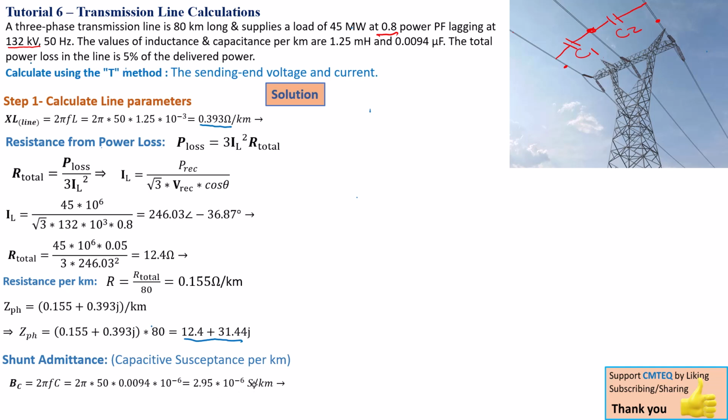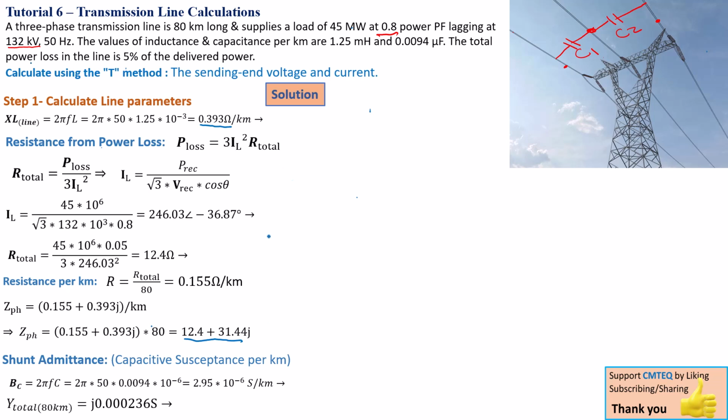So simply replacing in here, we find susceptance per kilometer of 2.95 times 10 to the power negative 6. Now this is very important for our system, and this basically gives us a total admittance for the 80 kilometer line of 0.00326 S, j. So this is our admittance for this entire transmission line.